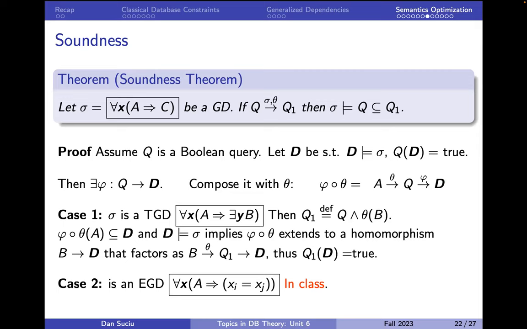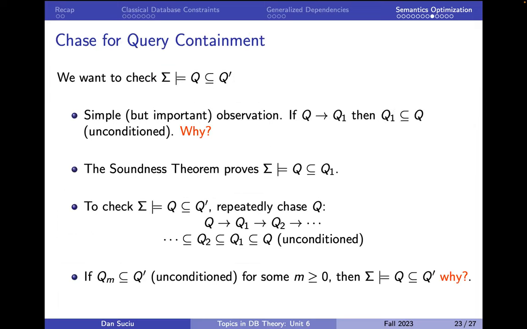Okay, I don't want to bore you anymore with the proof. The important thing is that you need to use somehow the property that this database satisfies your constraint. Good, so this is a semantic property that we need.